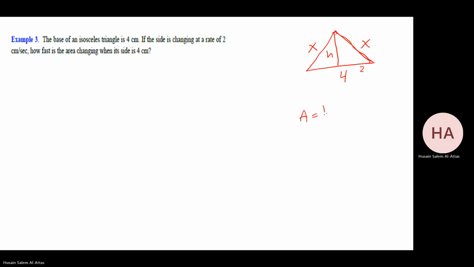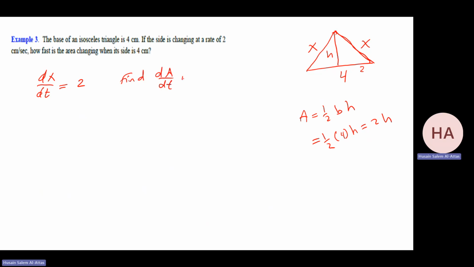I need to find the area. The area is half base times h, that will be half times 4 times h, which is 2h. But I want to relate the area with x. What did he give me? He says the size is increasing. I have dx over dt is 2. Okay, find dA over dt when x equals 4. So I want to relate the area not with h, with x.